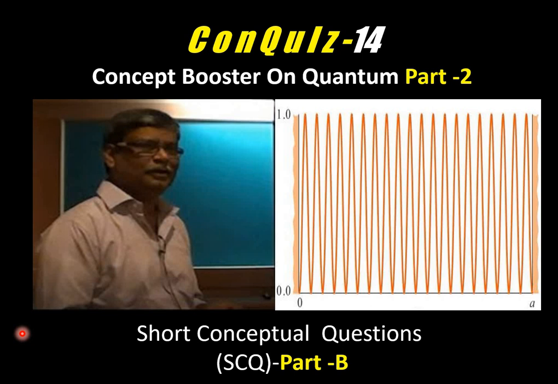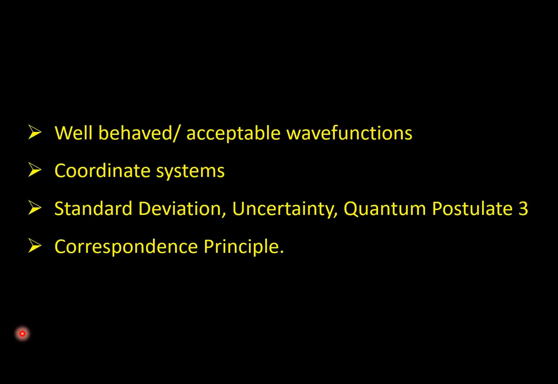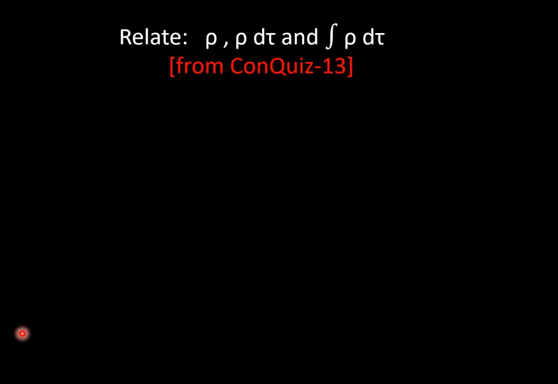Today is ConQuiz 14. We have already started the concept booster series on quantum. Today is part 2, and like part 1, today we'll be discussing some short conceptual questions. We call it part B. The concepts like well-behaved or acceptable wave functions, coordinate systems, standard deviation, uncertainty, quantum postulates 3, and correspondence principle. So these are the concepts that we'll try to cover today.